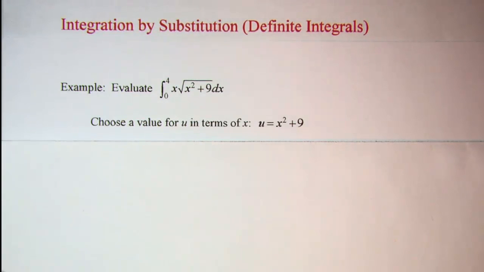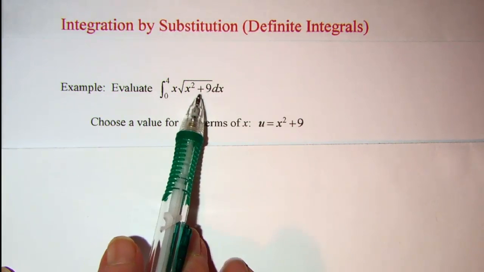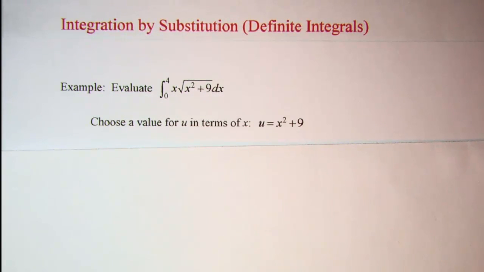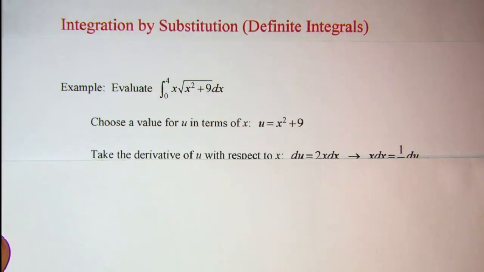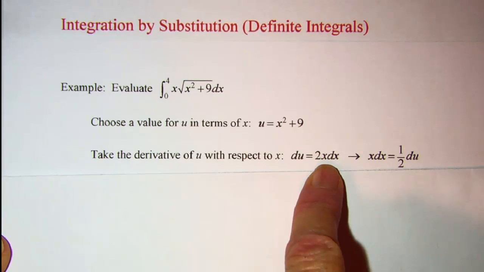So we will choose our radicand, x squared plus 9. So we have u equals x squared plus 9. Then we need to take the derivative of u with respect to x. So we have du is equal to 2x dx.